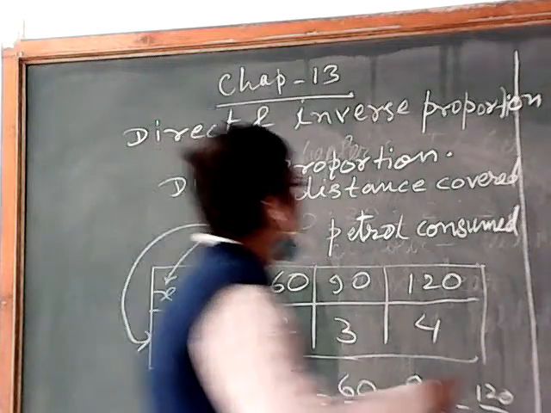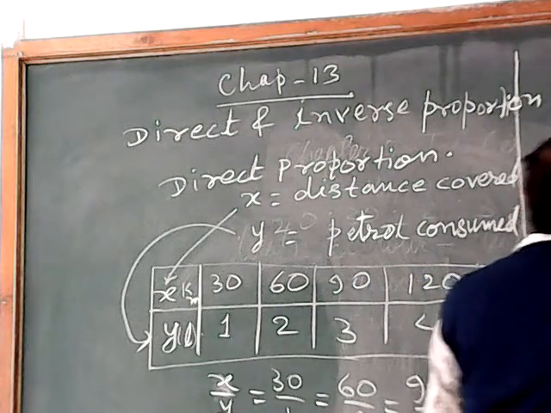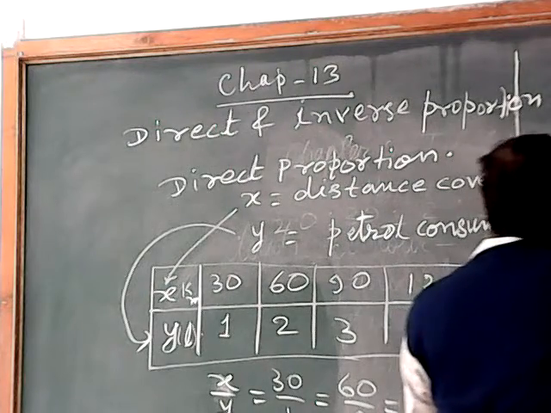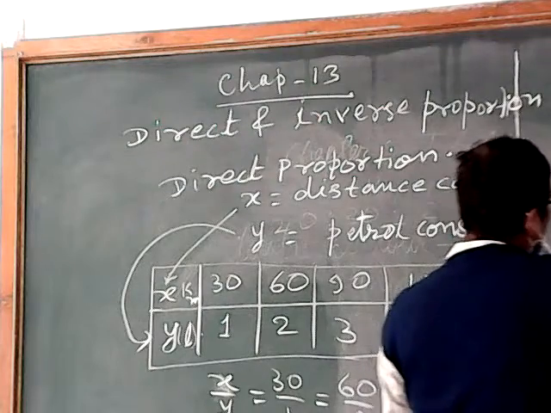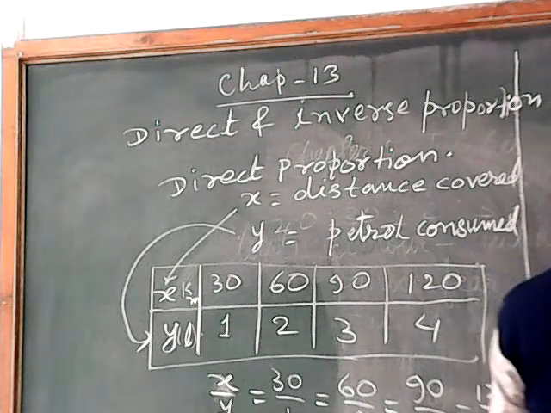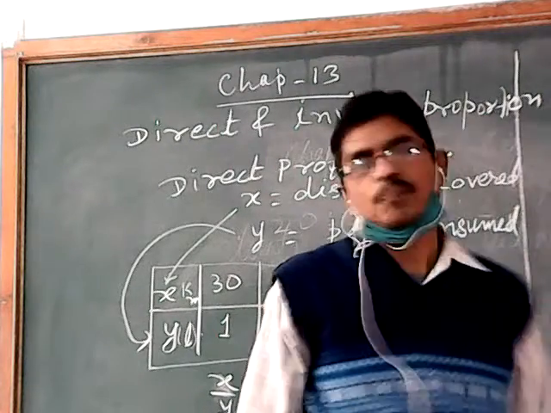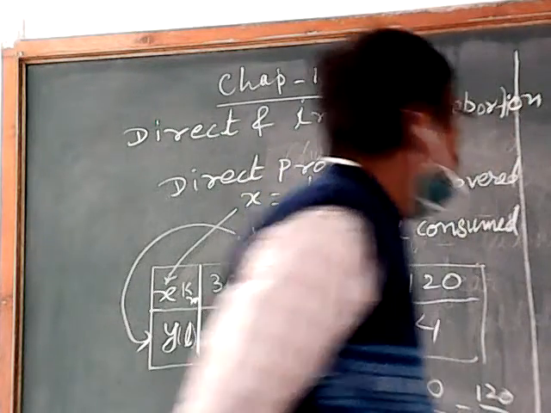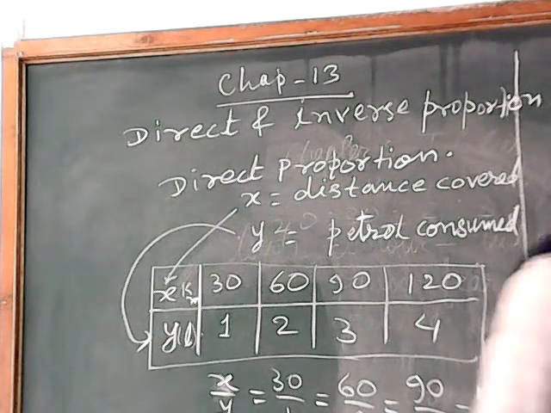So we can say here that x and y are in direct proportion. This is a simple example I have given you. Many more examples are there where we can take one quantity as one variable, and another quantity as another variable.